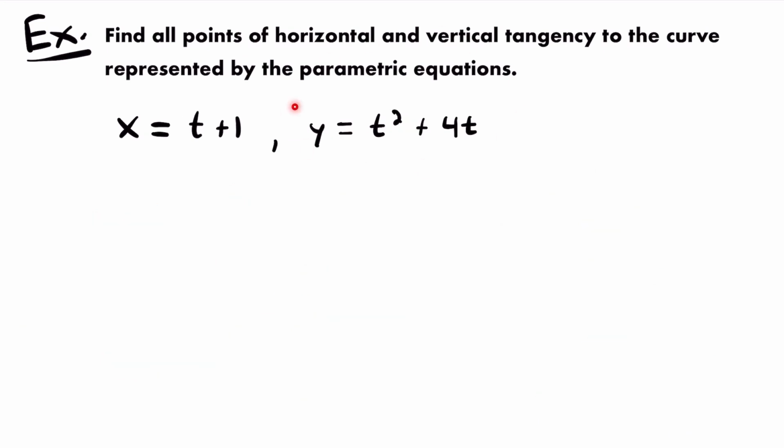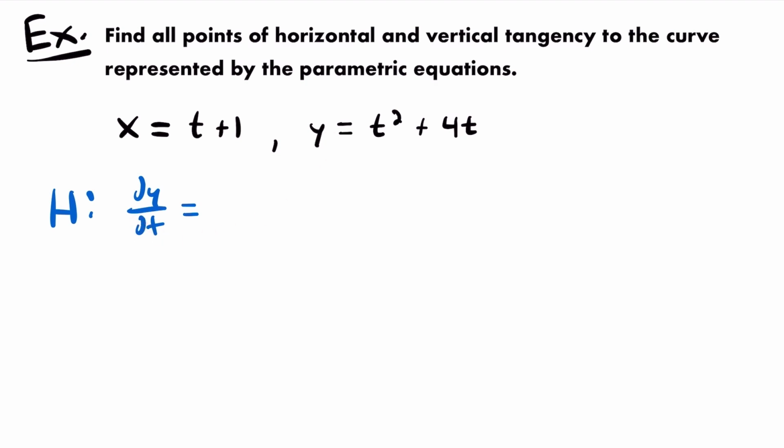All right, so here's our last example for this video. We want to find all points of horizontal and vertical tangency to the curve represented by the parametric equations. In this case, we have x equals t plus 1 and y equals t squared plus 4t. And so let's start by finding the points of horizontal tangency, where we have horizontal tangent lines. And so for horizontal tangent lines, we want to set dy/dt equal to 0, but first we have to find dy/dt, or the derivative of y with respect to t.